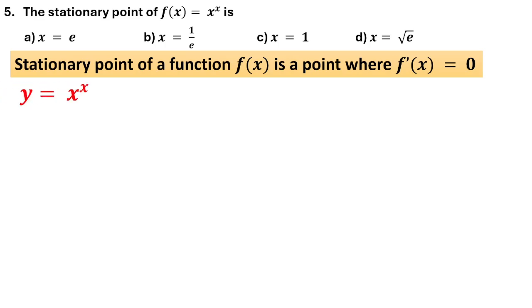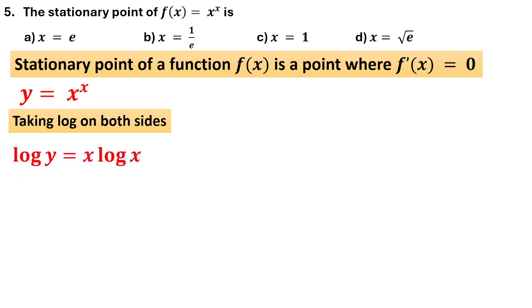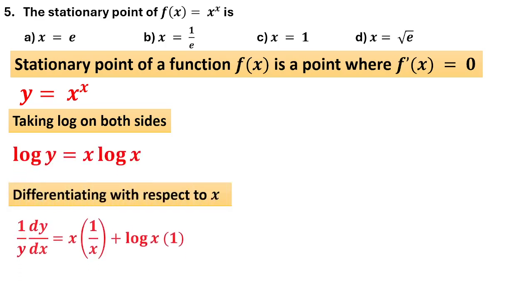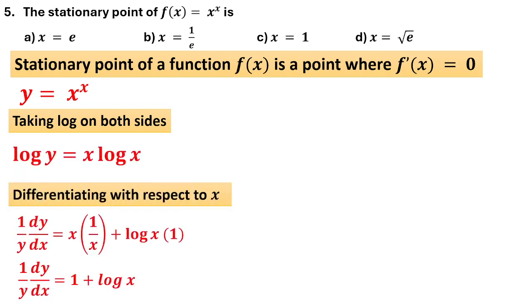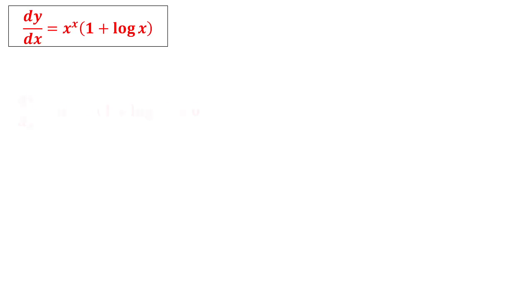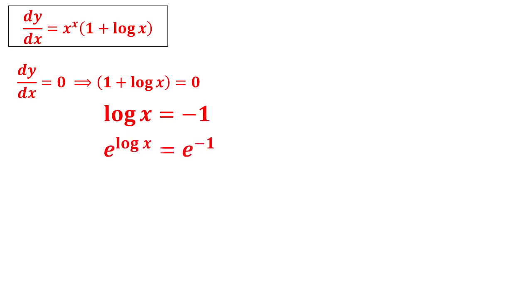Take y is equal to x power x. You have to differentiate it, but cannot do it directly because it is a power function. Take log on both sides. It is logarithmic differentiation. We have done it, and we are taking dy by dx. Now we are equating dy by dx to 0. x power x cannot be 0. Therefore, 1 plus log x is equal to 0. Log x is equal to minus 1.